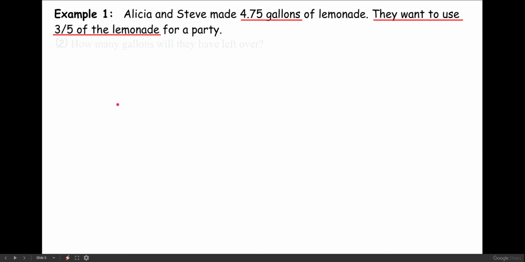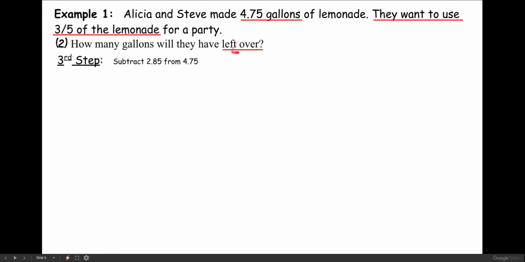Our third step to answer the second question is how many gallons will they have left over? Well, they're asking for how much is left over. If they're only using 2.85 from the 4.75, we're just going to subtract. So 4.75 minus 2.85 is going to be 1.90 because 5 minus 5 is 0. You're going to have to borrow for this. And once you figure it all out, you end up with 1.90.